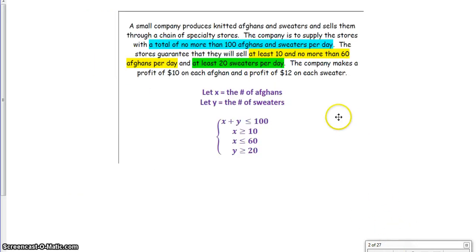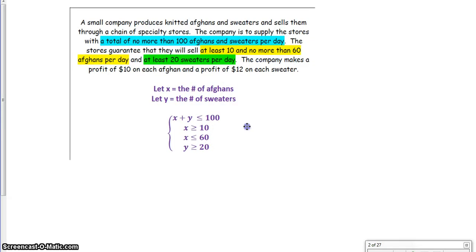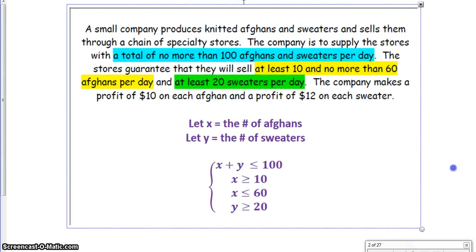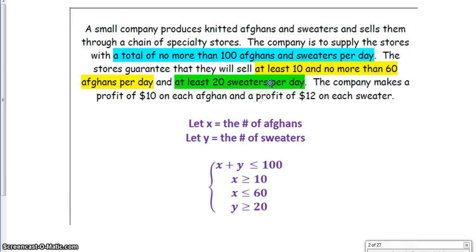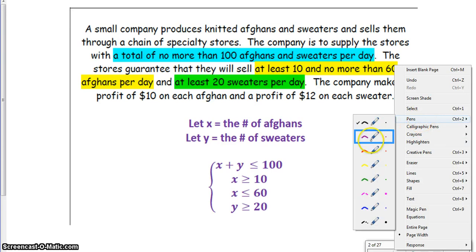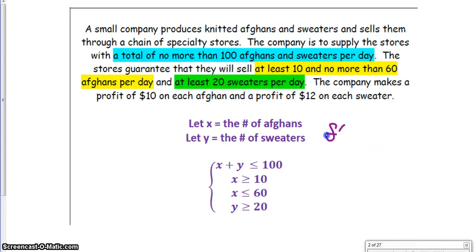Now, for the next one, we're going to talk about the Afghans and the sweaters. I highlighted some information that was important for you. The store guarantees they'll sell at least 10, so that means greater than or equal to 10, and no more than 60, so less than or equal to 60. And at least 20 sweaters a day. The company makes a profit of $10 on each Afghan and $12 on each sweater. So we need to remember that our optimization equation, f of x, y, is going to be $10 per Afghan, so 10x, and 12 per sweater, 12y.